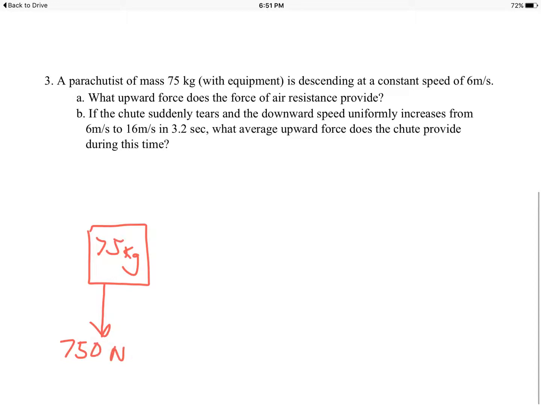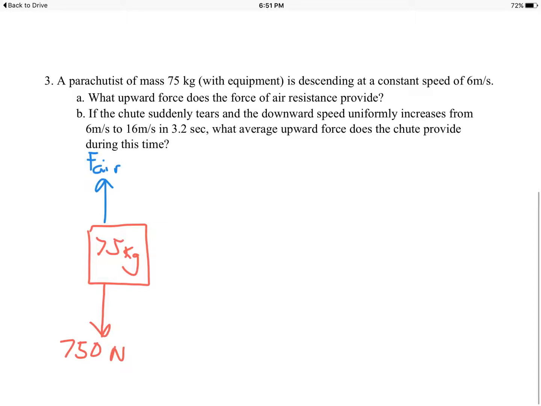The mass, 75 times 10 meters per second squared, gives me a force, a gravity force, a weight of 750 newtons. All right, there's no upward normal force now because you're not sitting on a floor. However, there is an upward frictional force, force of air resistance. I'll call that F sub air.